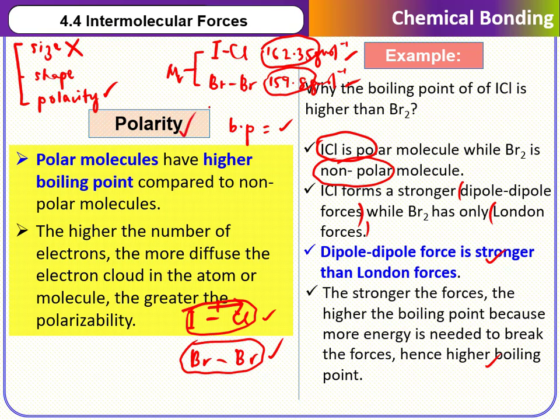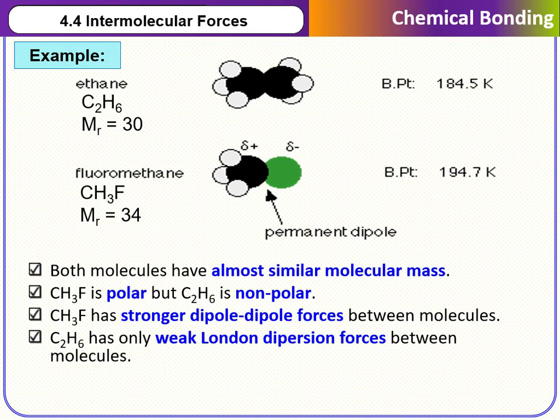So which point do we take? Take the polarity point. The other example of the factor polarity: both ethane and fluoromethane have almost the same molar mass. For ethane, the molar mass is 30, while for fluoromethane, the molar mass is 34. Right? So when we look at the molar mass, it is almost the same, 30 and 34, with no significant difference, we will expect in the first place the boiling point will be the same or almost the same. But here we can see that fluoromethane has a higher boiling point than ethane.